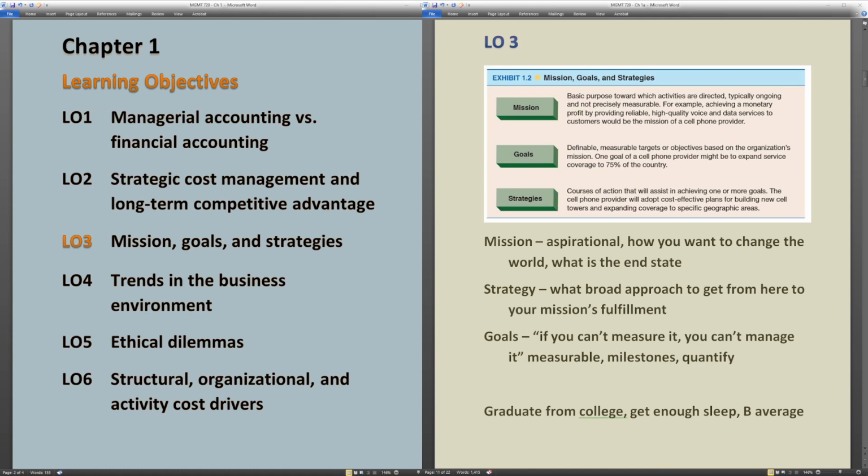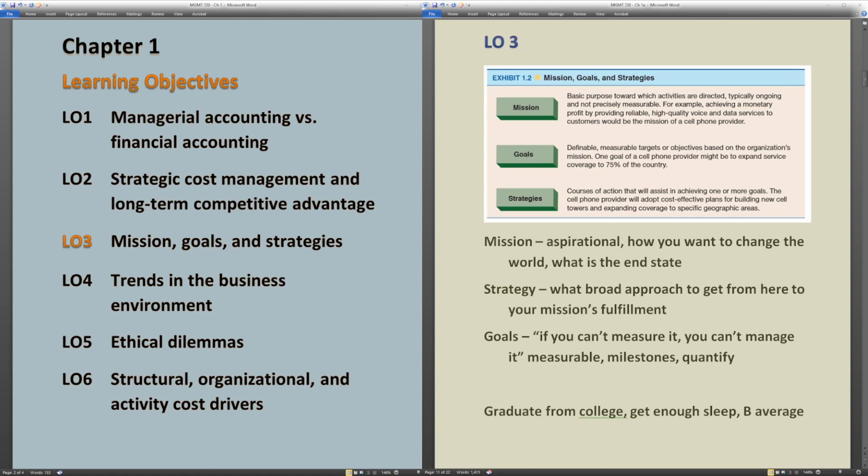Mission is aspirational: how you want to change the world or how you want to change the business, and it's defining some sort of end state. This is what we want things to look like. We want to feed the poor, or we want to be the lowest cost provider of goods, or something like that. Strategy is, okay, if that's your mission, how are you going to do it? How are you going to fulfill this mission? What is the broad business avenue or approach that you're going to take to get from here to there?